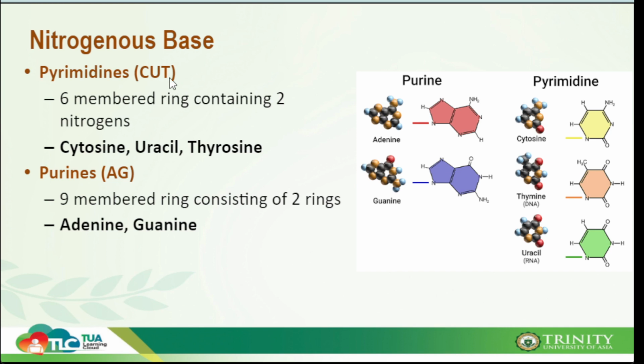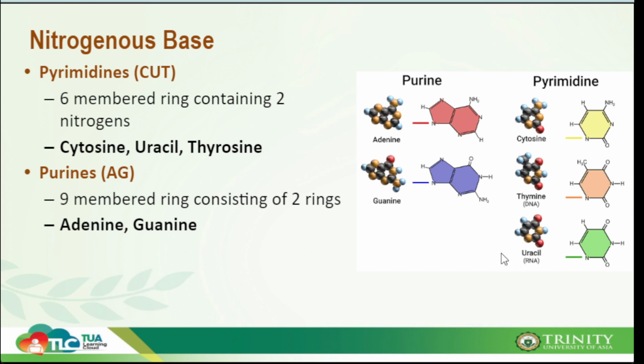Now, I also want you to remember that uracil is only found in RNA, while your thymine is only found in your DNA. Okay, so they usually exchange with one another. Kapag RNA, you will not have your thymine, instead you will have your uracil. Kapag DNA, wala nang uracil, instead you will have thymine.